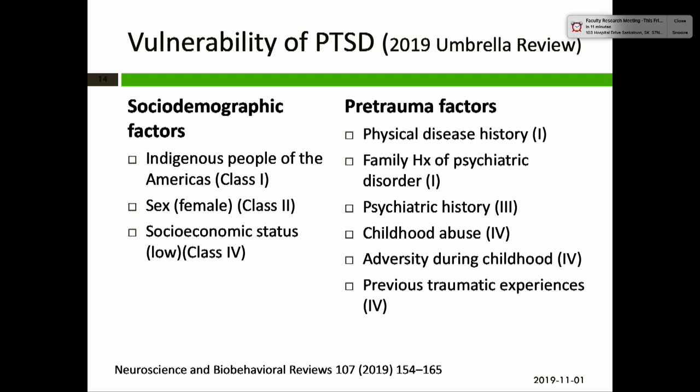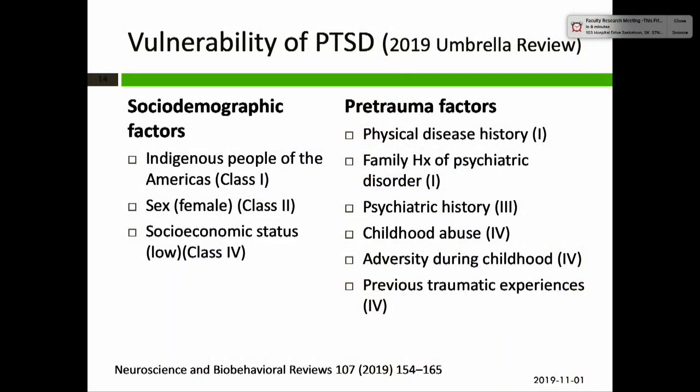So first is the sociodemographic factor. This is a multinational paper, and it's very interesting that they put the indigenous people of America as class one. That really reflects the reality and also the sadness, for Canada as well, and of course Australia and other countries with a history of conflict with indigenous people who suffer similar situations. That's part of what you have probably heard called generational trauma. The second one is female, which we all know. Then low socioeconomic status is also a sociodemographic factor, but it's not as strong as the rest of them.